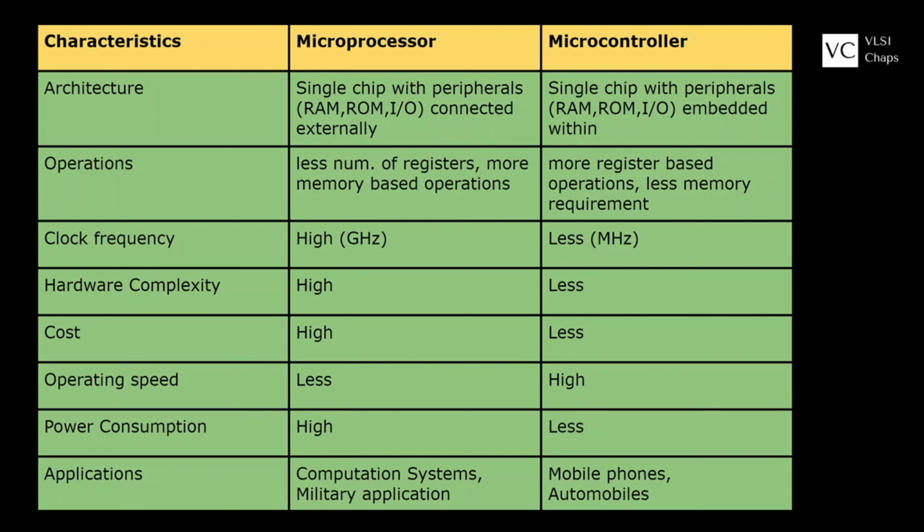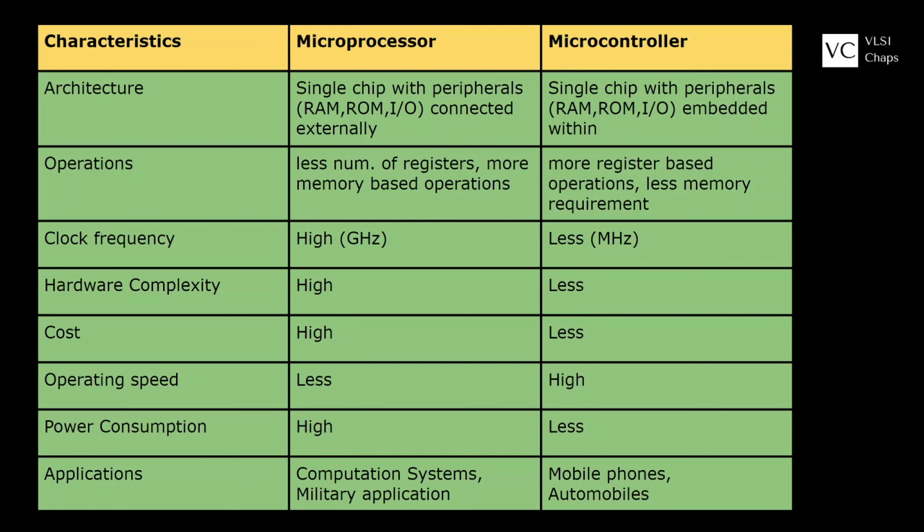If we talk about the hardware complexity, based on the architecture we understood that in a microprocessor the architecture is quite complex and the complexity of hardware is quite huge. While in the case of the controller, hardware complexity is less because everything is embedded within a chip. If we talk about cost, because of the hardware complexity, the cost is impacted because it requires manufacturing of that particular system. So a system with a microprocessor will have a higher cost than a system with a microcontroller.